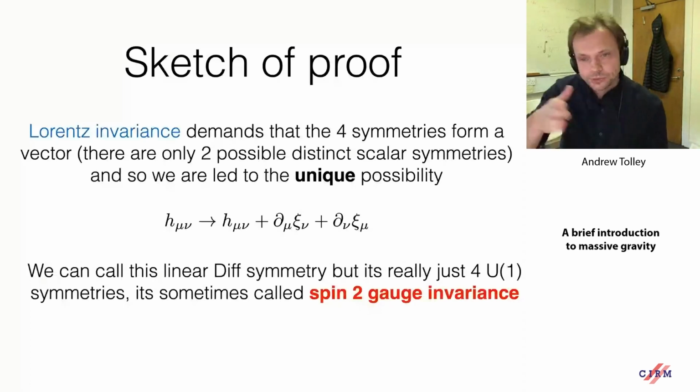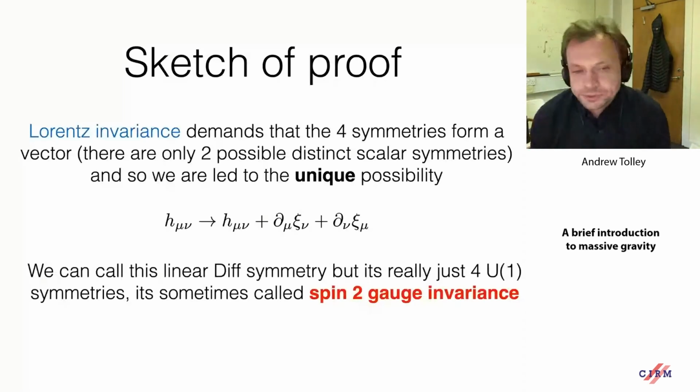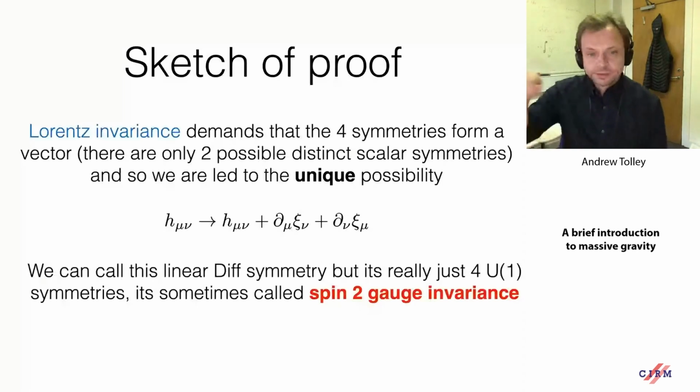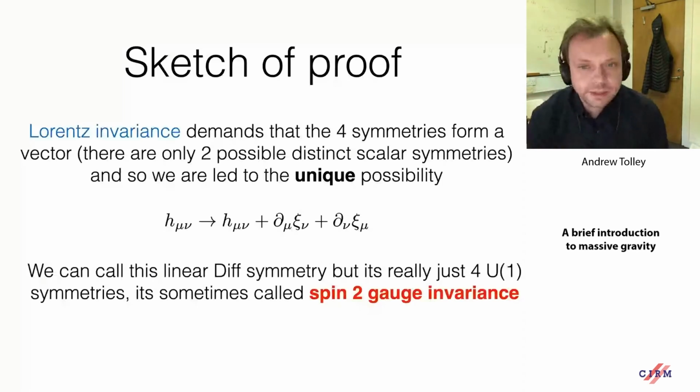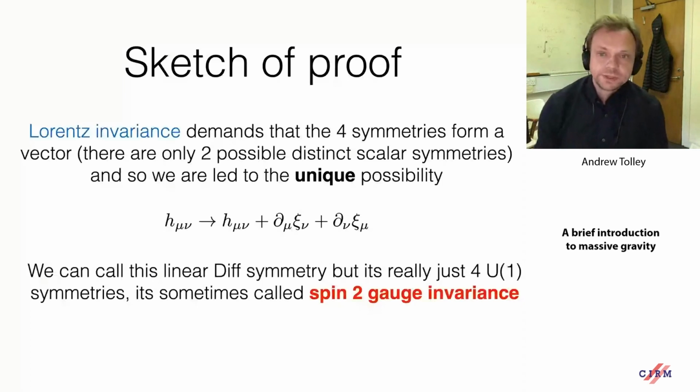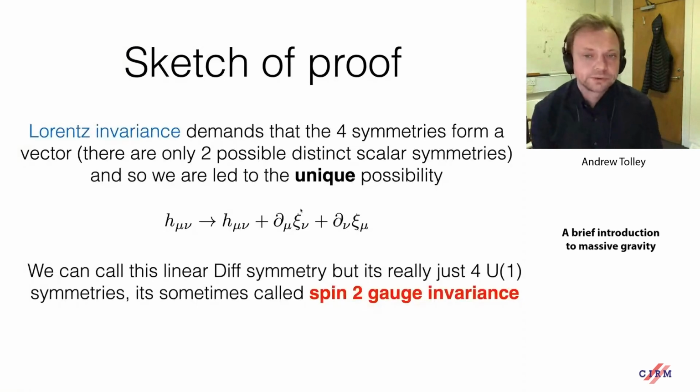One is where you shift it by something proportional to the metric, or you shift it by d mu d nu times a scalar. So there aren't enough scalar symmetries to solve the problem. So the unique symmetry at the linear level that you can have that will do the job is something which is determined by a vector, which I've called here psi nu. So I have a vector's worth of gauge symmetries.